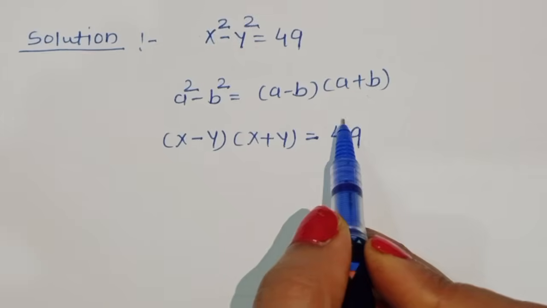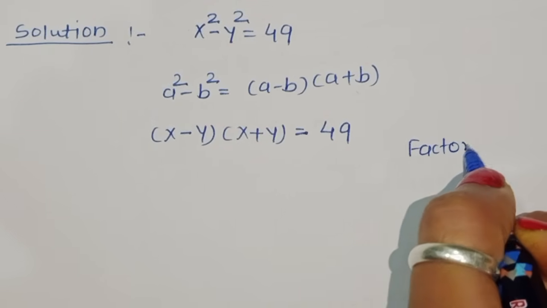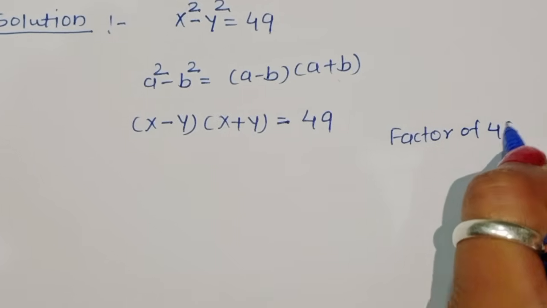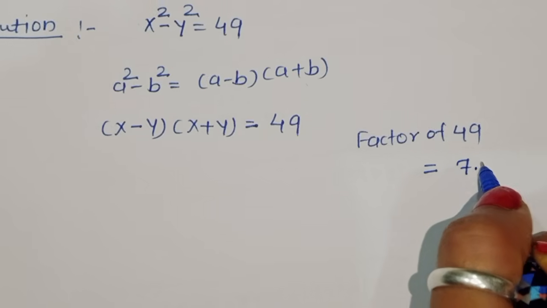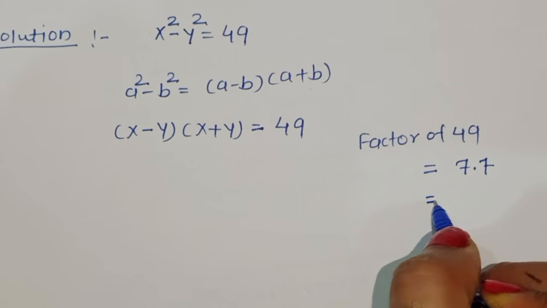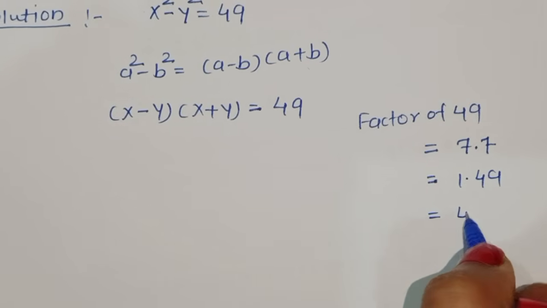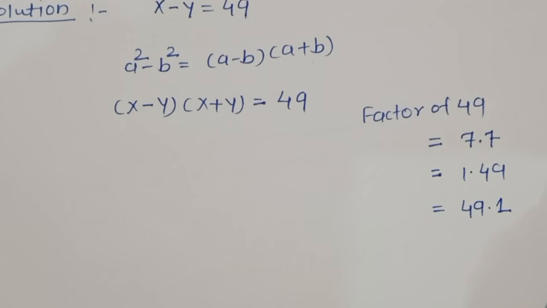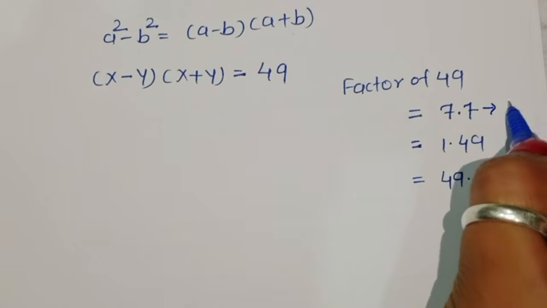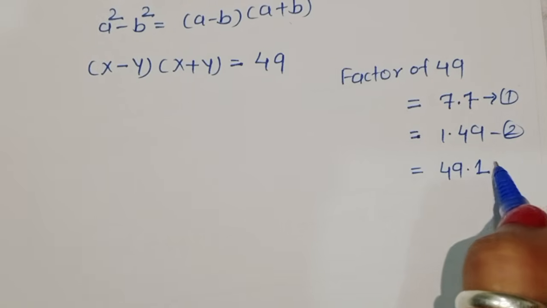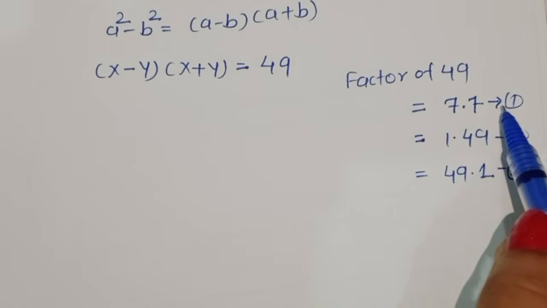Now we have to find out the factors of 49. So let's see the factors of 49 first. The first factor is 7 times 7. 7 sevens are 49. Next we can say 1 times 49. And the last one is 49 times 1. So we can consider this is case 1, case 2 and case 3. Now we have to solve these cases one by one.